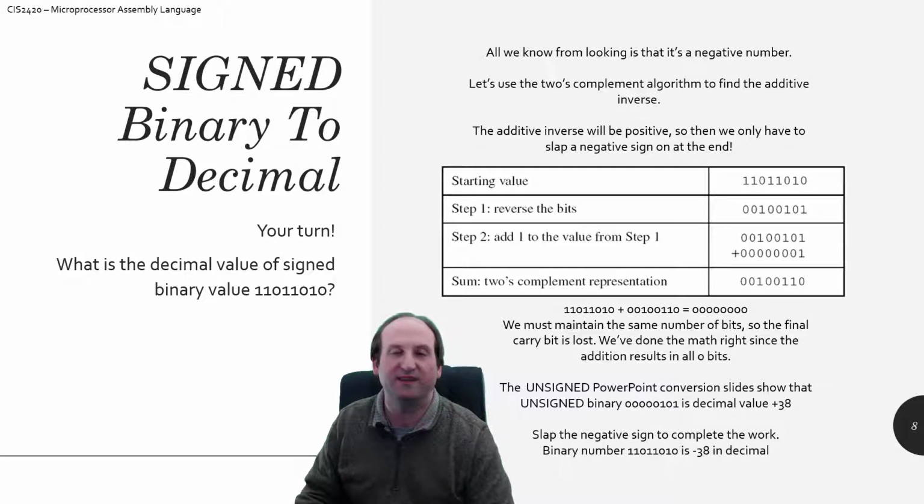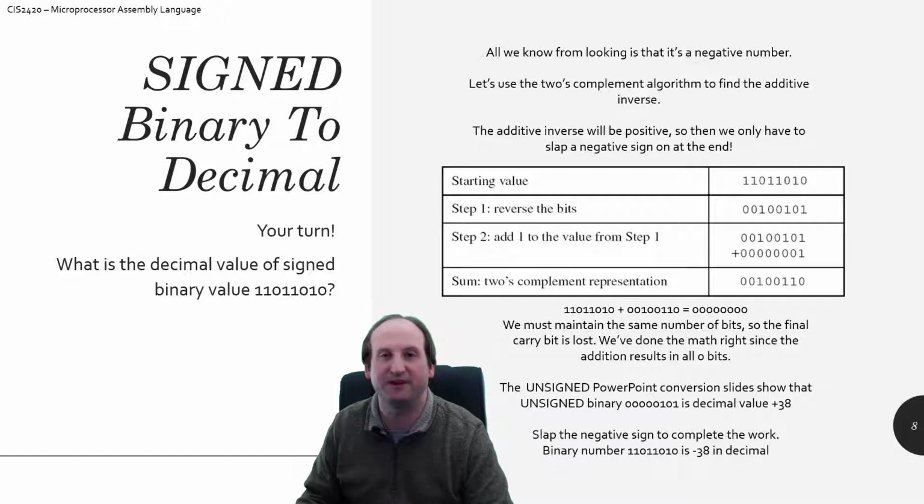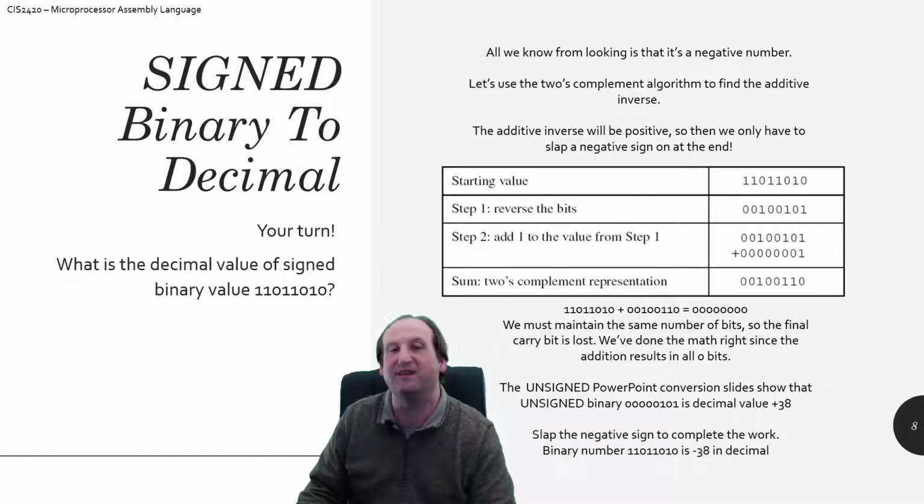So I'm looking at the first, most significant bit of this value, and I know it's a signed value, and I see that it's a 1, so I know it's a negative number. So I know I have to apply the 2's complement to this number to figure out what the positive value is, so that I can just slap a negative on at the end.